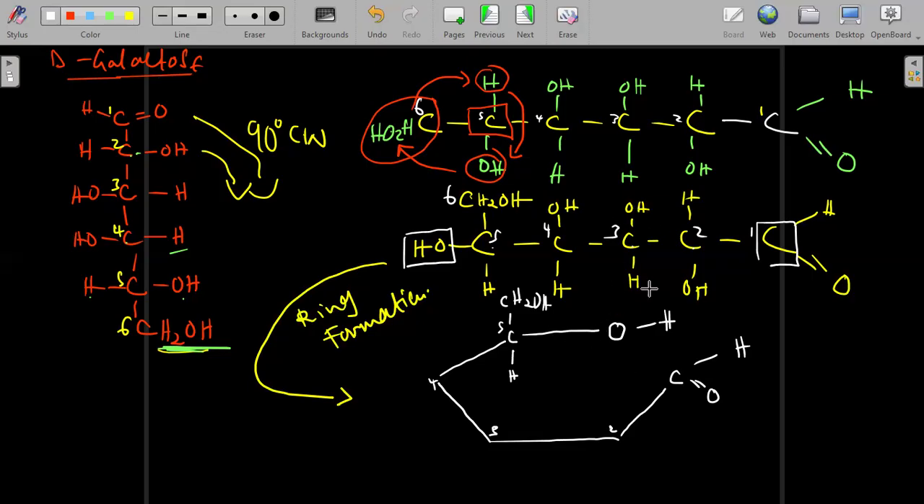And then we can put the OH and the H on these other carbons. So on the carbon number 2 here, we have OH down like that, and then H. Then carbon number 3, we have H down and then OH. Carbon number 4, we had H down and then OH. So that is what we have, right?